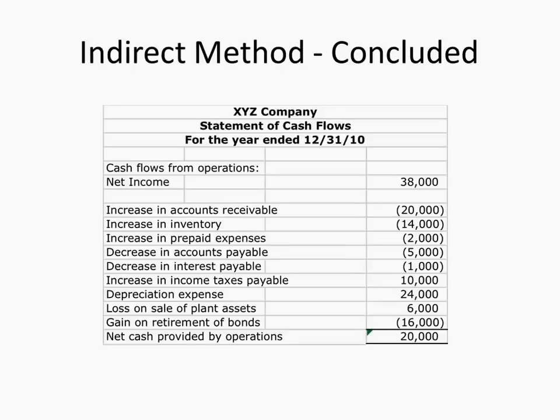And then once you do that, are you done? No, you have to account for items in your income statement that had a non-cash effect. So very common ones would be gains, losses, and depreciation. Amortization would be another. Okay, these are all non-cash items. Okay.